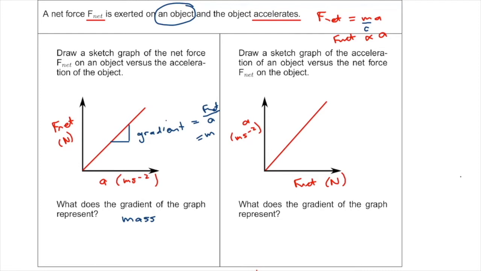In the second one, we also want to know what that gradient represents. And now that gradient is a divided by F net. If we want a divided by F net, that is going to be equal to 1 over m.